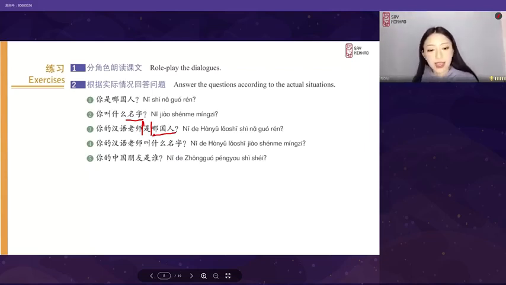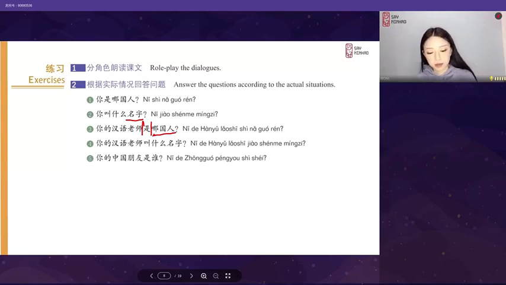Next question is, 你的汉语老师叫什么名字? So this question means, what's your Chinese teacher's name? Then try to answer it. Answer it with me, okay? 我的汉语老师叫 Ronnie. This is an example for the answer.